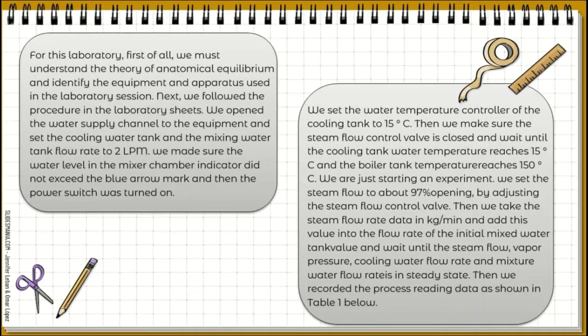We set the steam flow to about 67% opening by adjusting the steam flow control valve. Then we take the steam flow rate data in kilograms per minute and add this value into the flow rate of the initial mixed water tank value, and wait until the steam flow, vapor pressure, cooling water flow rate and mixture water flow rates are in steady state. Then we record the process reading data as shown in Table 1 below.